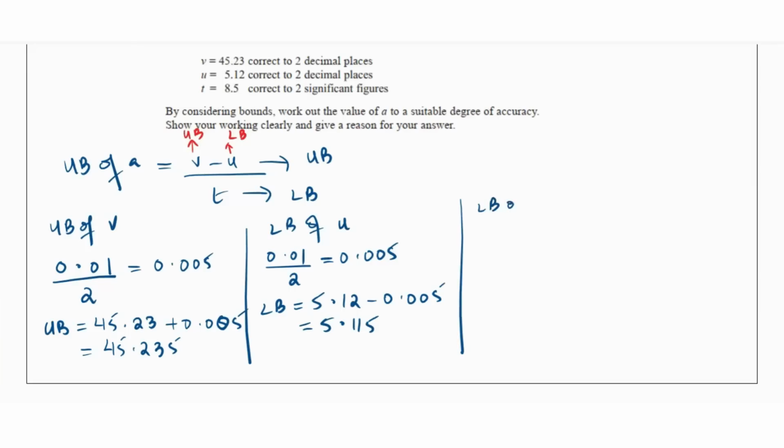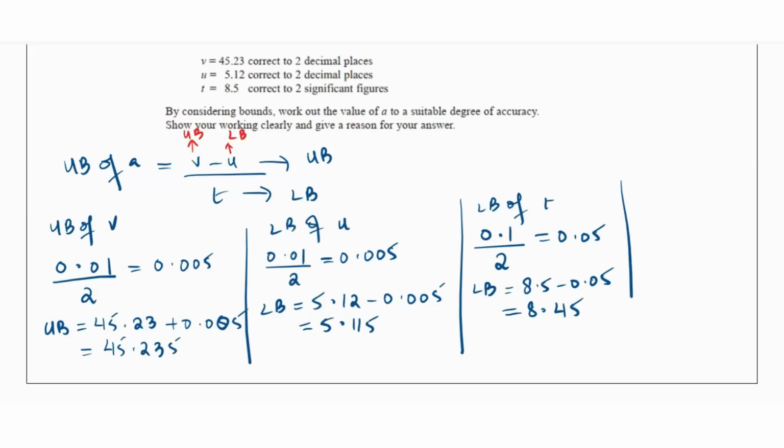Now for the lower bound of T, it says that 8.5 is correct to 2 significant figures. So for significant figures, what we need to see first is what is the second significant figure over here. The second significant figure is 5. Now we need to see what is the place value of 5. The place value of 5 is 0.1. So whatever the place value is, you divide the place value by 2, which gives us 0.05. And then for the lower bound, we do 8.5 minus 0.05, which is 8.45.